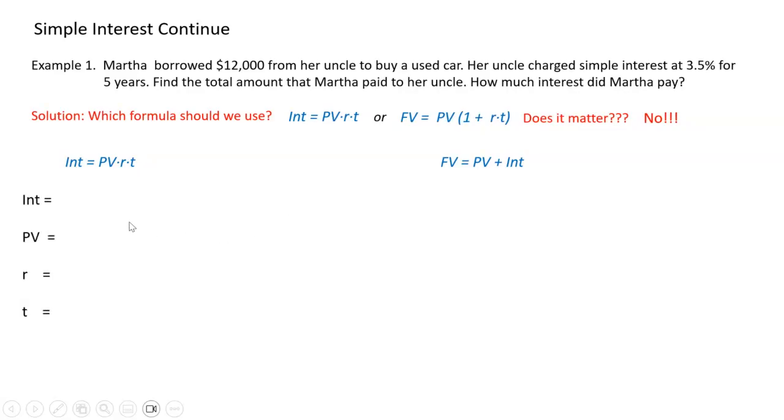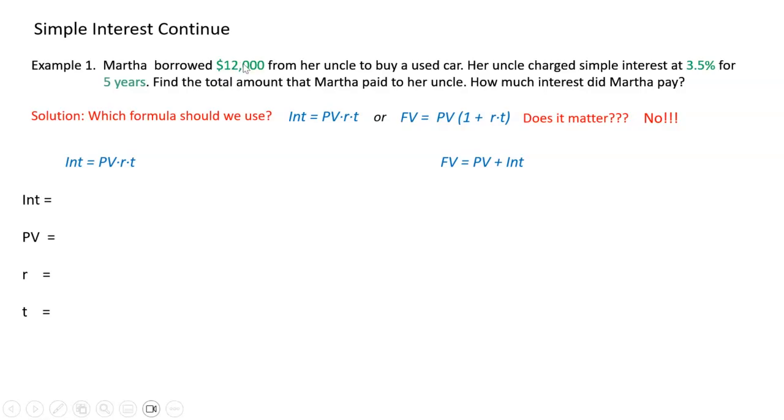Now, I tell my students that I want their work shown, because I'll give them credit if they know how to extract the information from the word problem. It says Martha borrowed $12,000 from her uncle to buy a used car. Her uncle charged simple interest at 3.5% for 5 years. Find the total amount that Martha paid to her uncle. So here we're really looking for the future value, but we can use this formula also to find it.